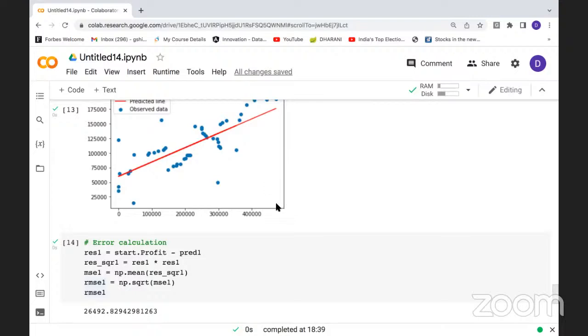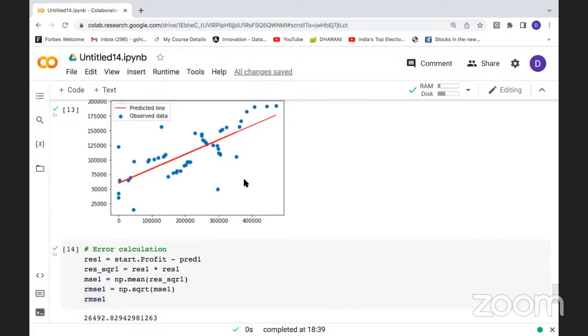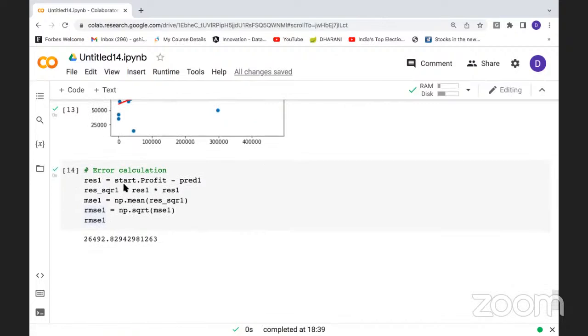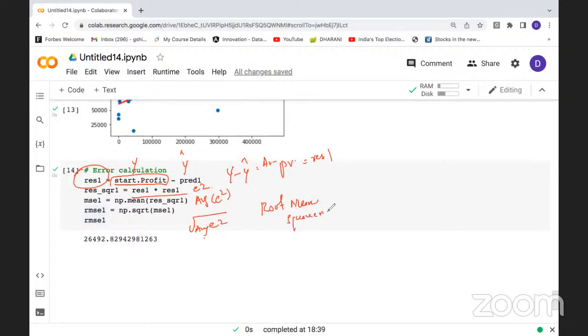Okay, so there is one thing you have to focus on. Now, how do you calculate the error for this model, whatever you have built? You will check. This is my original value, y. This is my predicted value, y hat. Actual value minus predicted value is equal to RES1. So now this is my error. I'm taking error square. I'm taking the average of my error square. To get back, I'm taking the square root of this, which is called root mean square error.